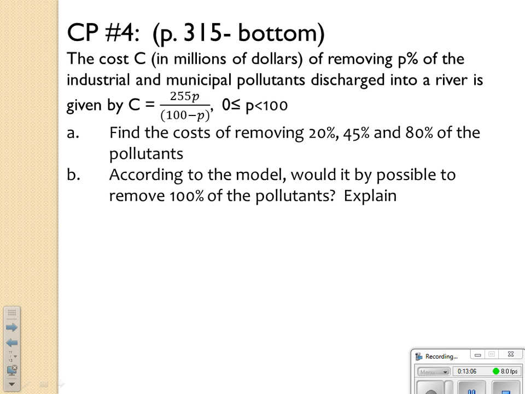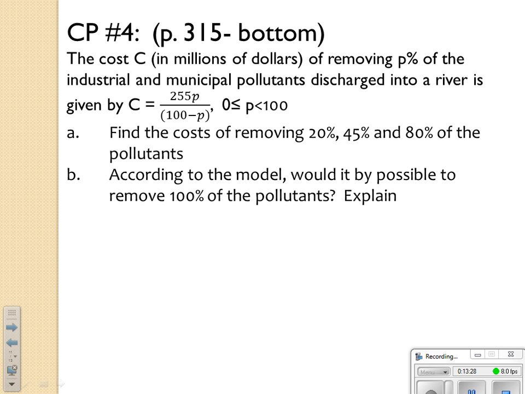Now, the percentages here are limited to looking at positive values. You can't remove a negative percent of pollutants. And we're going to talk about the 100% fact in that they tell us we can't plug 100 in here in part B of this question. All right, so let's find the cost of removing 20%, 45%, and 80% of the pollutants.